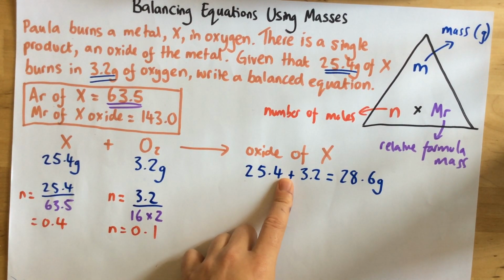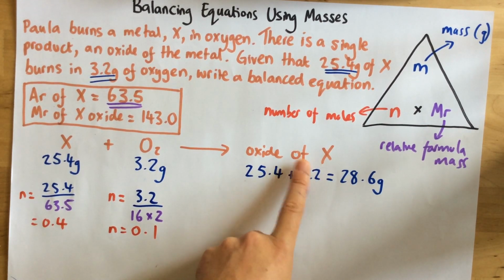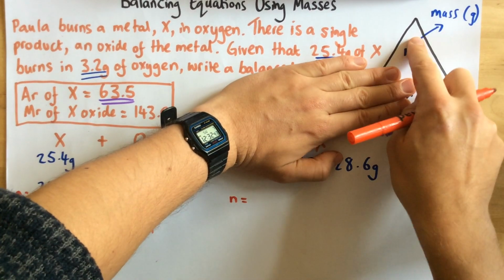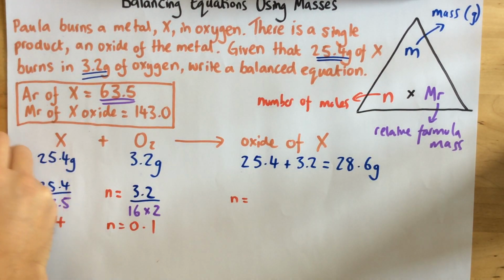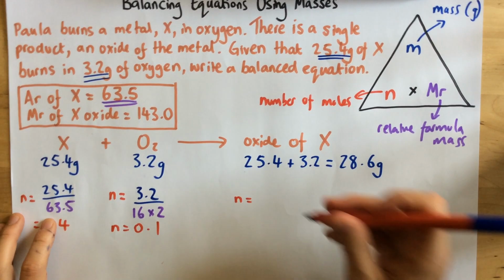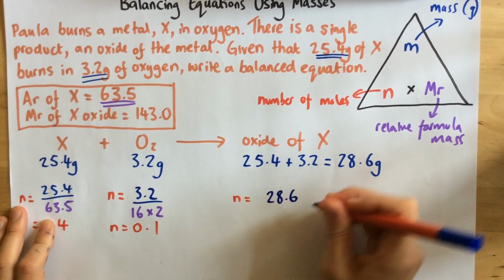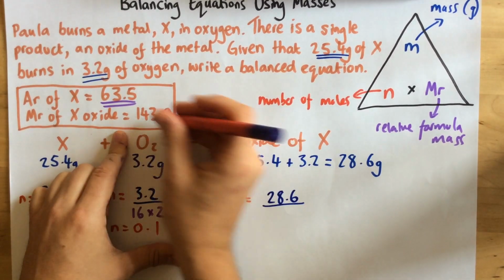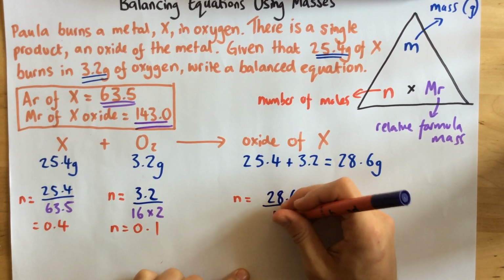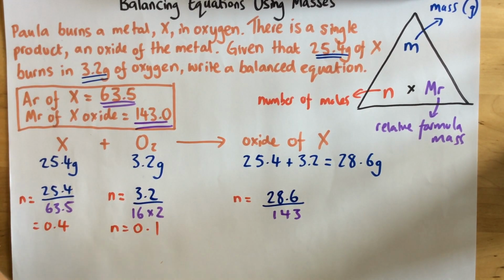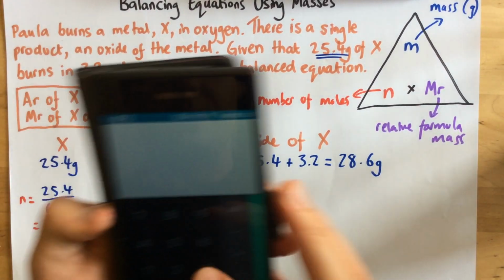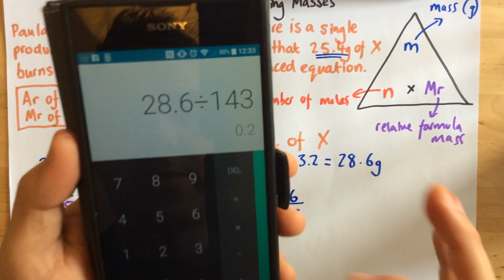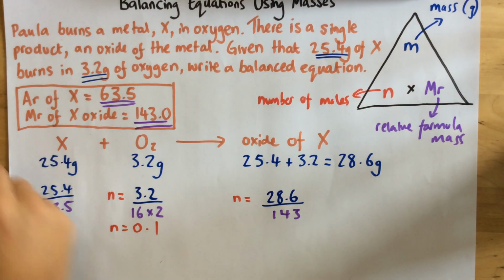And finally, for my oxide of X, I need the number of moles. Again, use this equation triangle: the mass divided by the relative formula mass. So my mass is the one I've already worked out, 28.6, and I need to divide it by the relative formula mass. I'm given that number here, 143, so I'm dividing it by 143. So I'm going to use my calculator. 28.6 divided by 143 is 0.2.